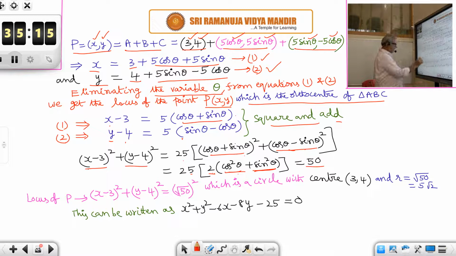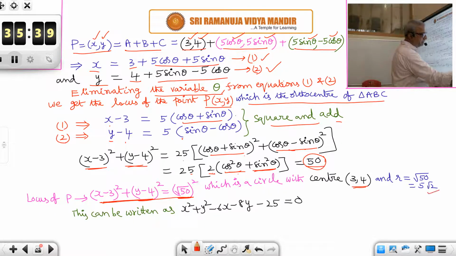So in the next step I can write x minus 3 whole square plus y minus 4 whole square is equal to 50. This 50 can be written as root 50 whole square. So from seeing this equation, it is clearly what? A circle with center 3, 4, from x minus 3, y minus 4. So center 3, 4 and radius 50 or root 50? Radius root 50, that is 5 root 2.